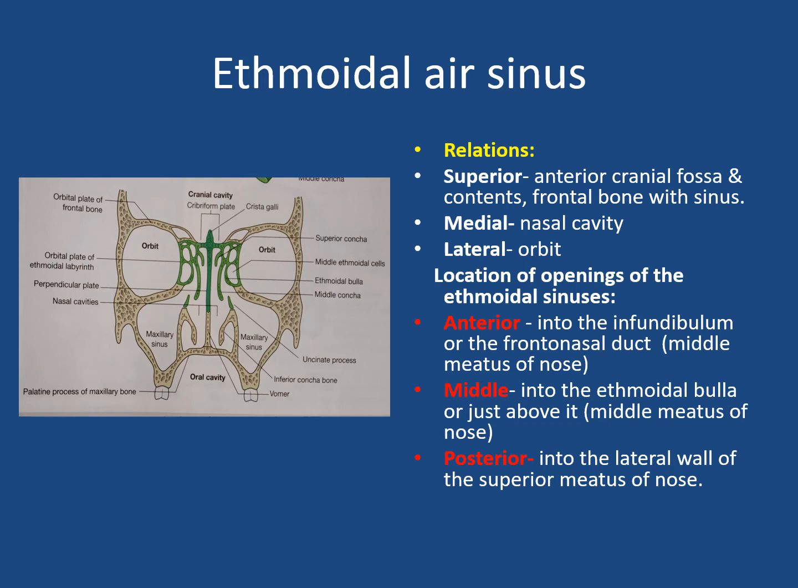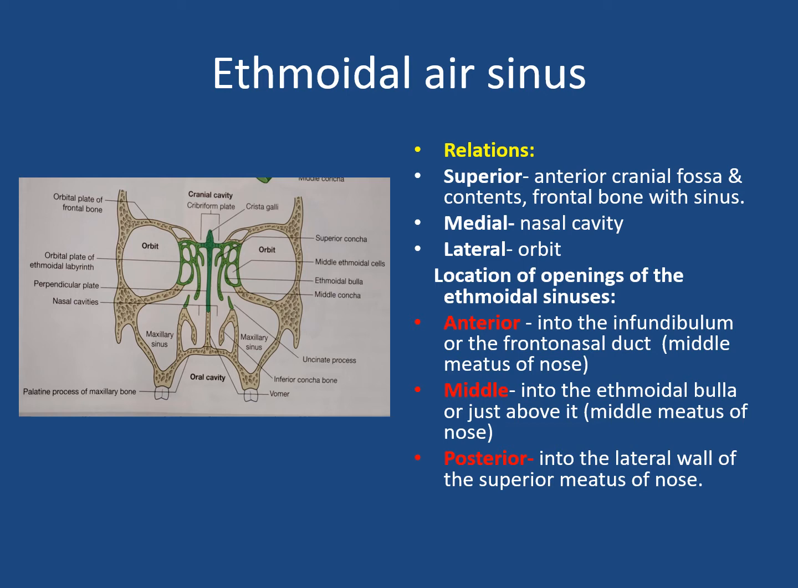As for the location of openings of the ethmoidal air sinuses, the anterior ethmoidal air sinus opens into the infundibulum of the frontonasal duct in the middle meatus of the nose. So its opening is just below the opening of the frontal air sinus.